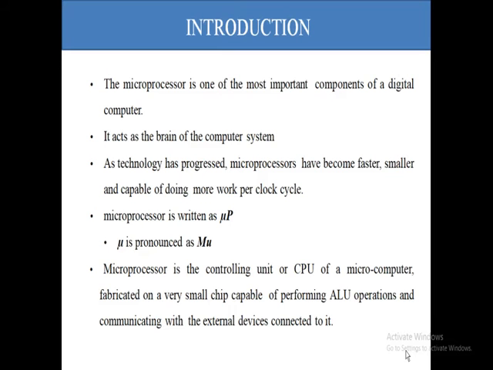microcomputer system. As technology has progressed, microprocessors have become faster and smaller, and capable of doing more work per clock cycle. It is written as µP. The microprocessor is a controlling unit, also known as the CPU of a microcomputer. It is integrated on a small chip, it can perform ALU operations, and it also communicates with the external devices connected to it.